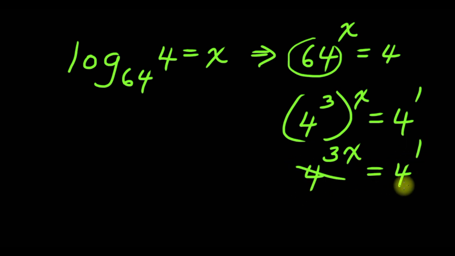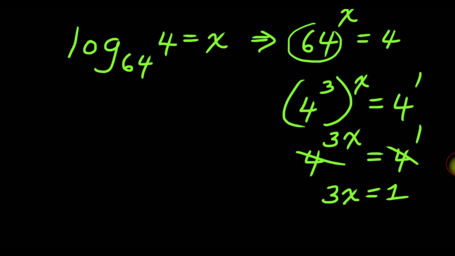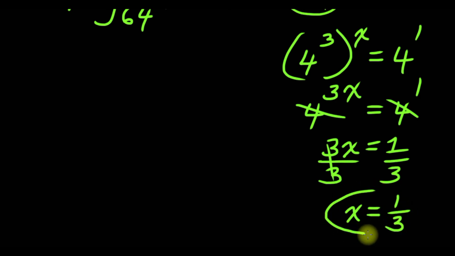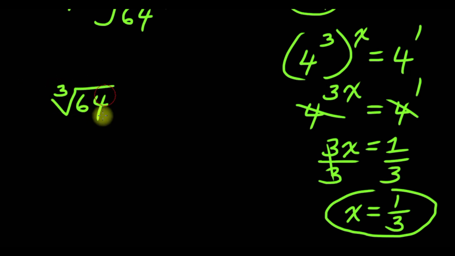And now you can drop the bases, and then you set the exponents equal to each other. So that would be 3x is 1. Okay, and then divide by 3 to get x. So divide by 3, divide by 3. So your x is 1 over 3. Okay, and then 1 over 3 is the same as cube root. So if you take the cube root of 64, okay, you get that 4.